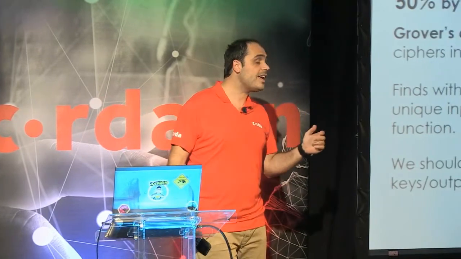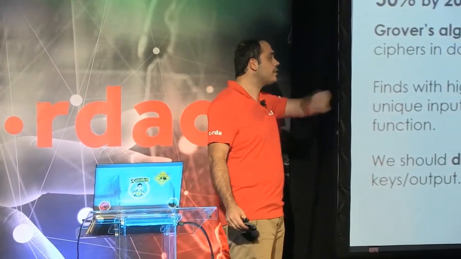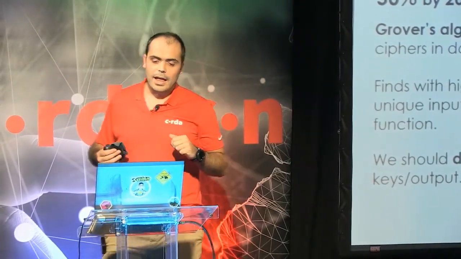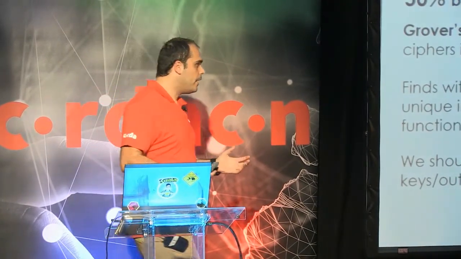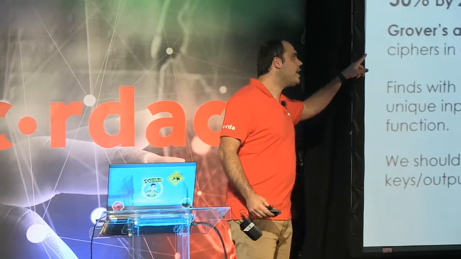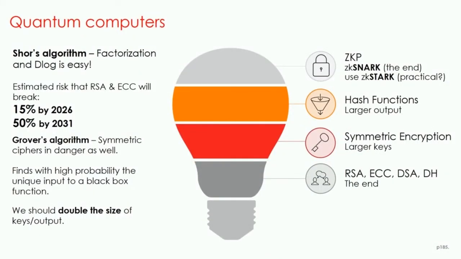Symmetric encryption, although it's safe, there is an algorithm called Grover's algorithm that will also need bigger keys, so we're safer. This means that AES 512 or even bigger will be required in the future. And we should, yes, this is the double size. And ZK snark, again, it's based on the elliptic curves. We have to go to something else.